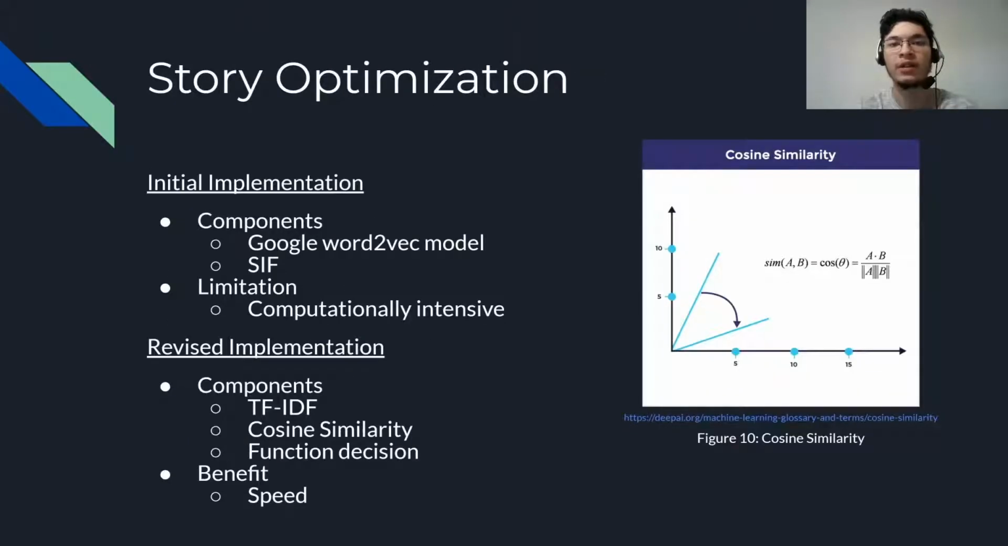For story optimization, it was initially implemented using Google Word2Vec model and SIF. A limitation with this is that it was computationally intensive. The revised implementation uses TF-IDF, cosine similarity, and function decision. The benefit of this is its speed.